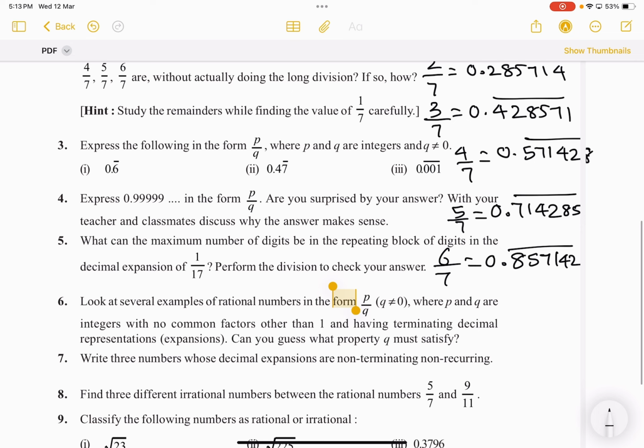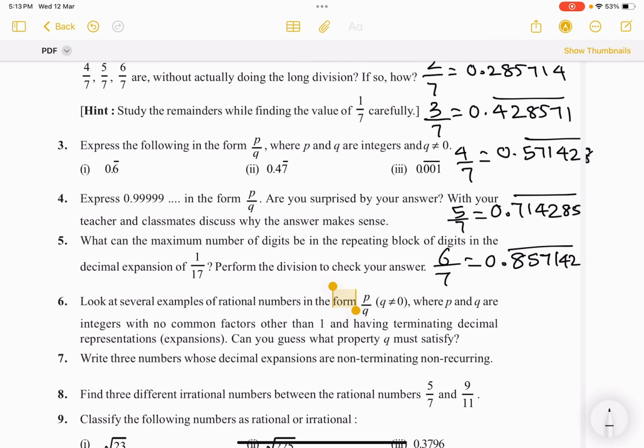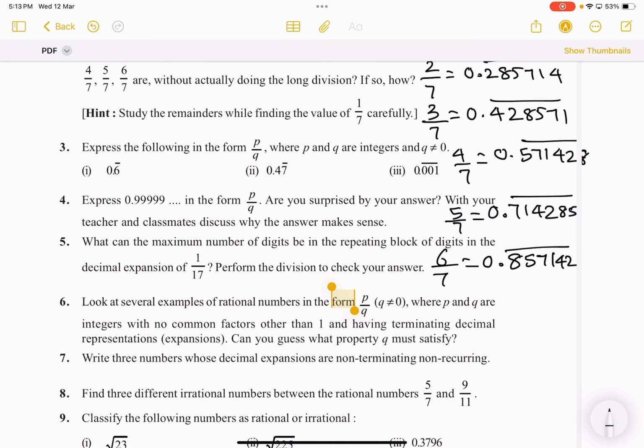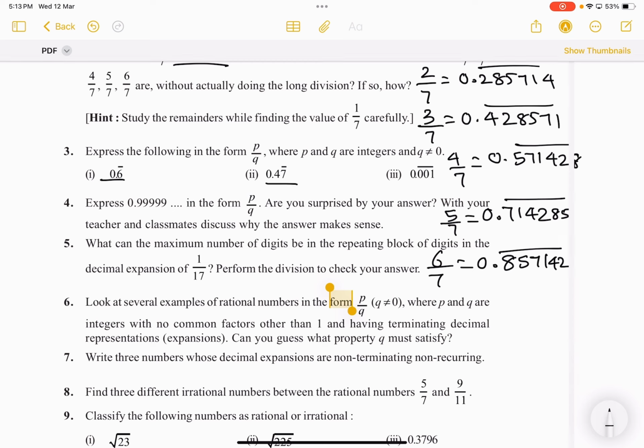So what are the numbers? 0.6 bar, 0.47 bar, 0.001 bar. Which question is third? Third question, 0.001 bar. What we have done so far, like that you have to proceed. Can you please note down all this? Write all the questions. Only write the questions first.